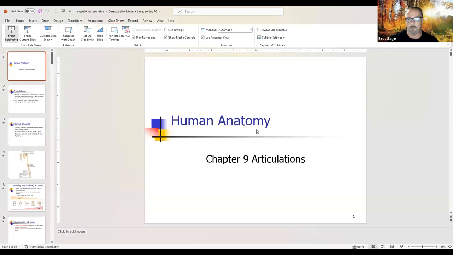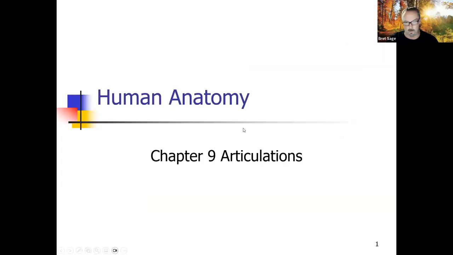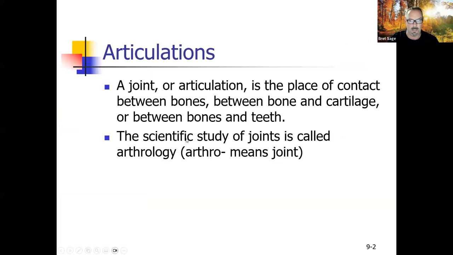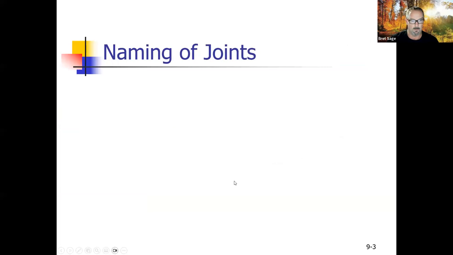Okay, chapter 9 is all about articulations or joints. What is an articulation? Well, a joint or articulation is a place of contact between bones, between bone and cartilage, or between bones and teeth. Each of them has a different name. The scientific study of joints is called arthrology. Arthro means joint and ology means to study.